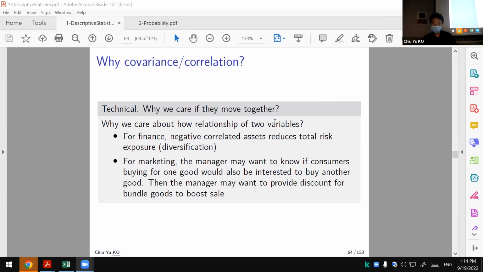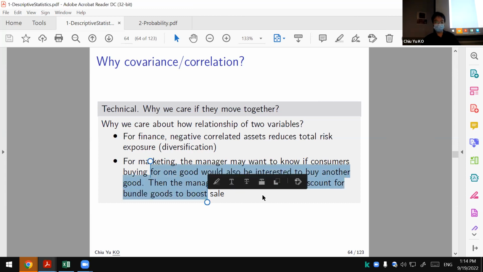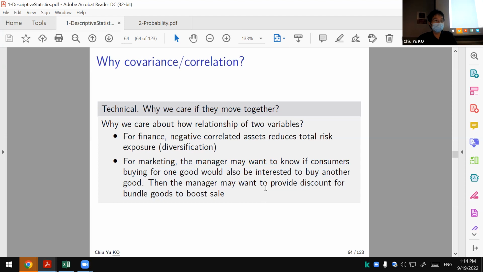And the other explanation, maybe an application, is marketing, right? The manager really wants to see if one consumer wants to buy one good, it is also easy to buy the other. So in that case, we send a promotion. Suppose you go to a cosmetic store. If you know that a customer is going to buy a mask, they are going to buy lotion or some other things as well. That would be what you want to sell, right?